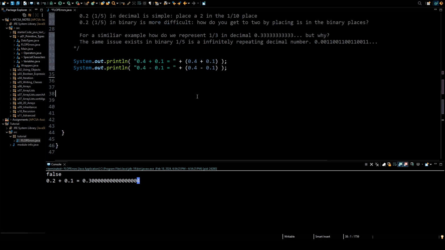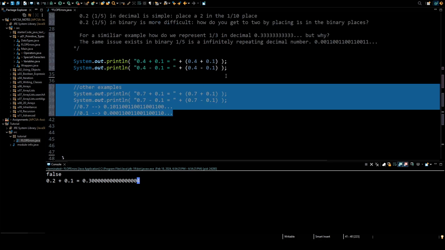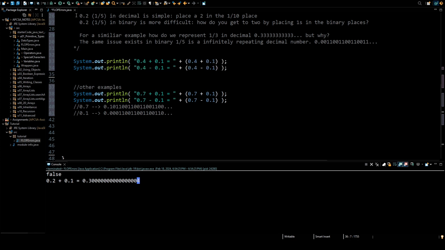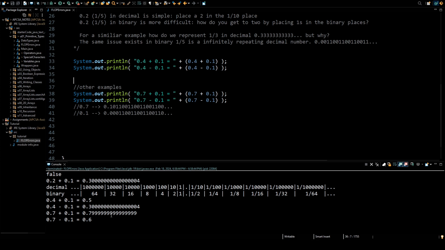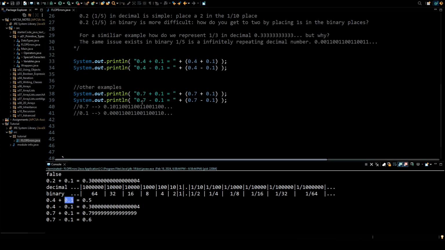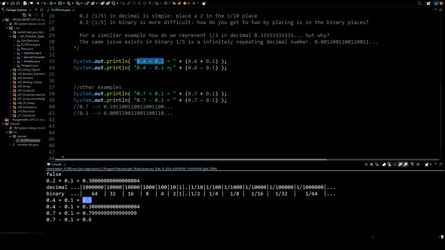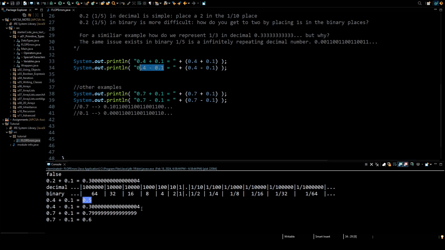Let's look at some other examples. Here's one right here, 0.4 and 0.1. Let's go ahead and run this and see what we get. If we do 0.4 and 0.1, it pretty easily comes out when we add them together, we get 0.5. But when we subtract, we get the 3,0,0,0,0,0,4 problem again.